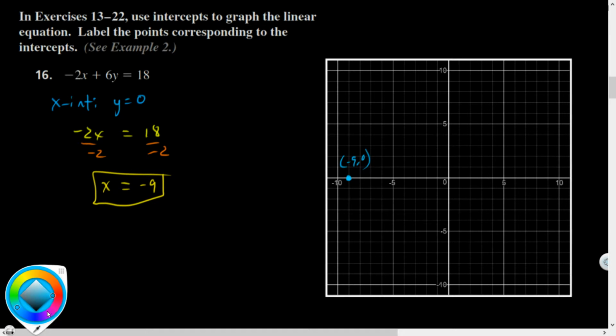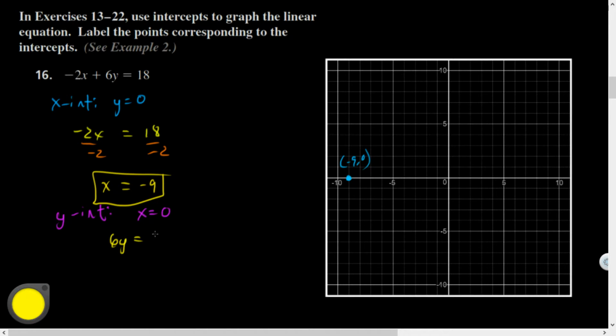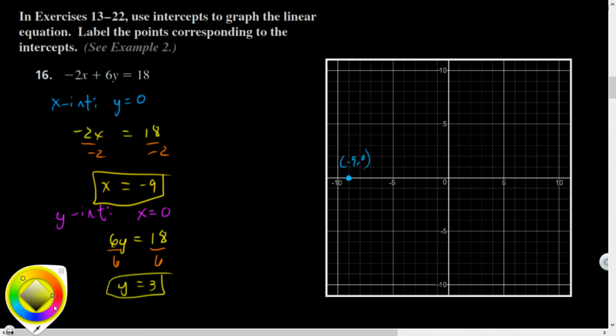Now to find the y-intercept, we're going to plug in 0 for x. And notice if I plug in 0 for x, 2 times 0 is 0. That's just going to give me the equation 6y equals 18. Super easy to solve. If I divide both sides by 6, I get y equals 3. So as the y-intercept, that's going to be 3 on the y-axis.